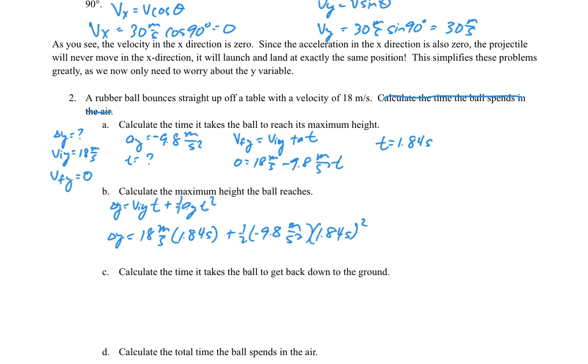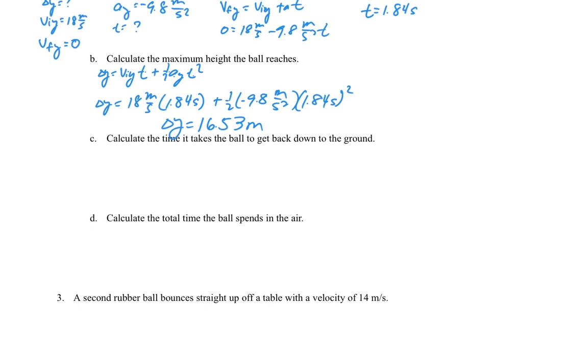So go ahead and pause this here and see what you get, and then come back and check it. All right, hopefully you got that delta y is 16.53 meters. And that is going to be a positive value because we know the ball is going up. It will eventually come back down, but we're not worrying about that part of the problem yet, okay?